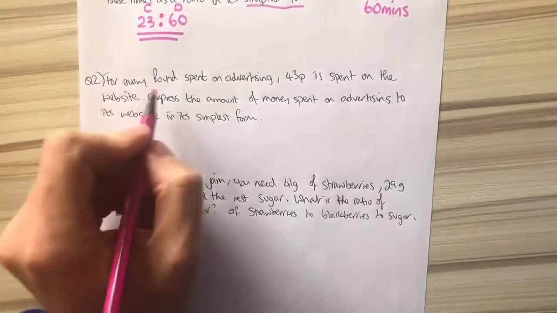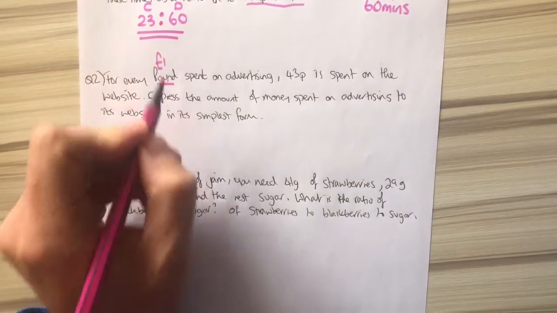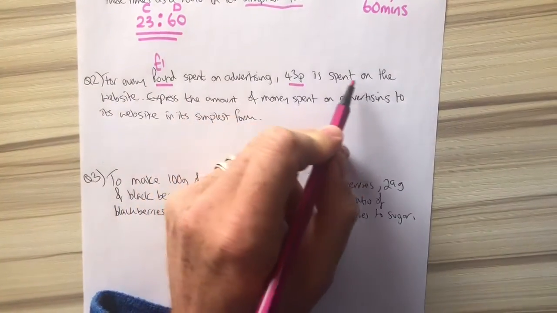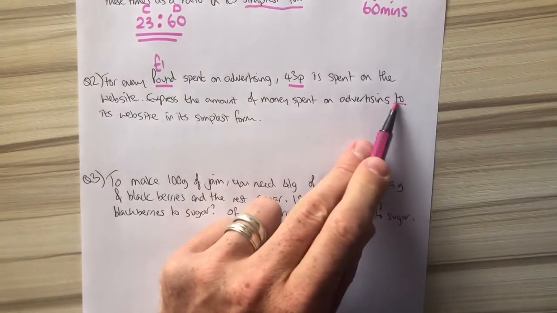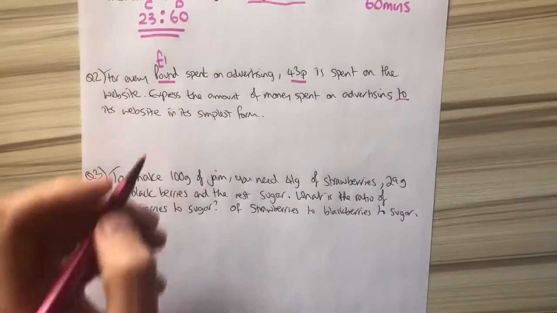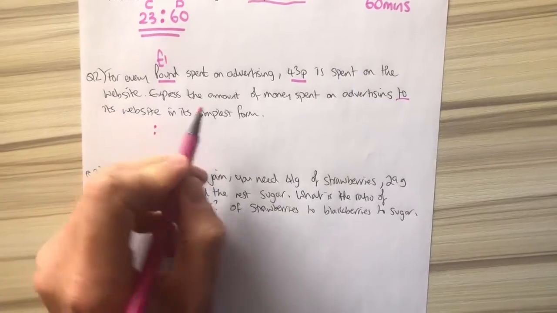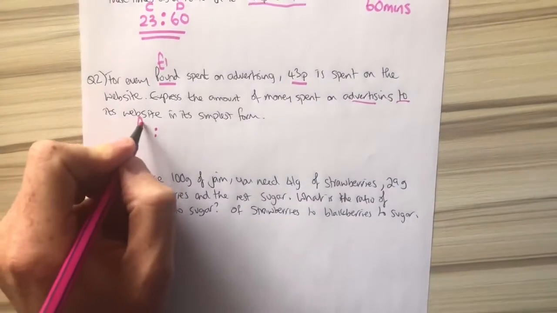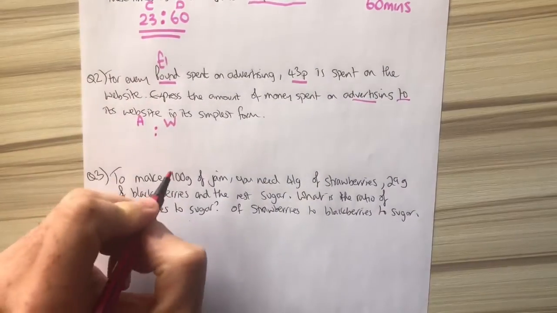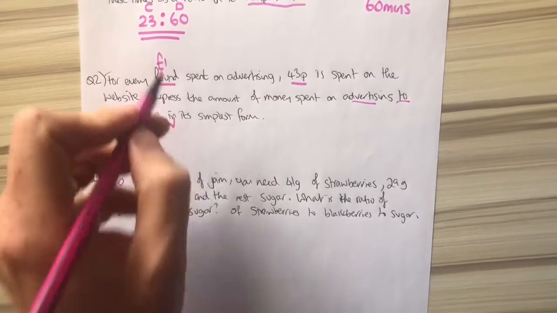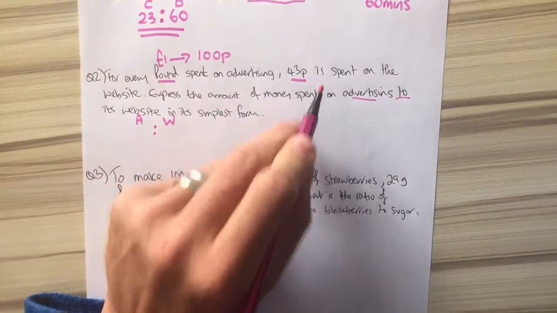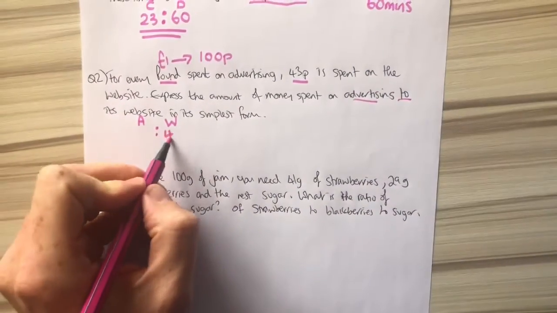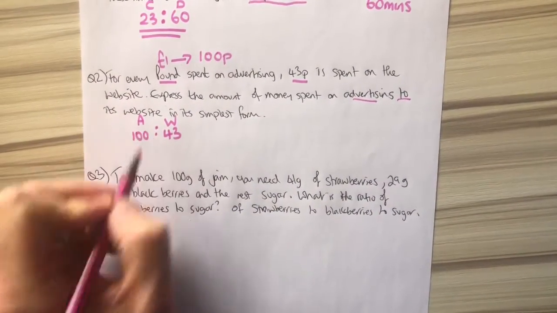Second question, for every £1 that is spent on advertising, 43 pence is spent on the website. Express the amount of money spent on advertising to its website in its simplest form. So advertising to the website, that's £1. I would change that into 100 pence, and then 43 is the website. So 43 is there, 100 is there.